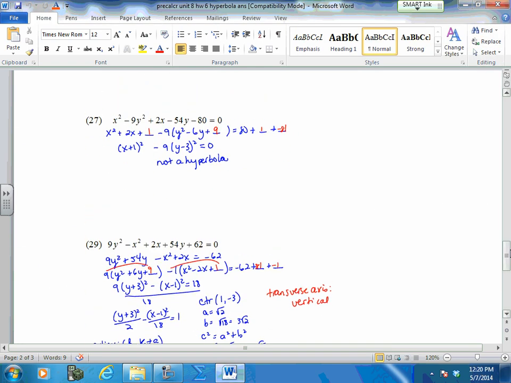This one, once you completed your square, it was equal to 0. There was nothing we could do with this. It doesn't make anything for us. It has to be equal to 1, or a number that we can divide by to get it equal to 1. I've got no real solution. No solution, no hyperbola.